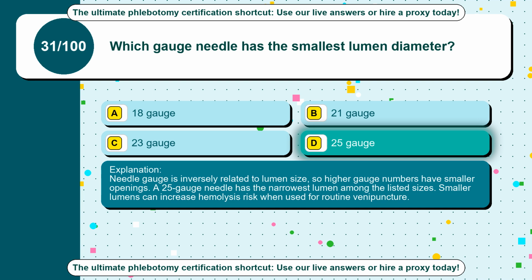Needle gauge is inversely related to lumen size, so higher gauge numbers have smaller openings. A 25 gauge needle has the narrowest lumen among the listed sizes. Smaller lumens can increase hemolysis risk when used for routine venipuncture.